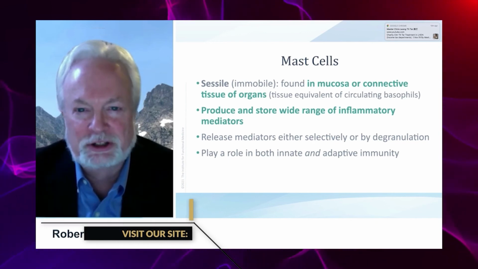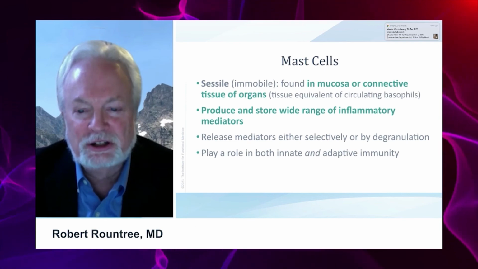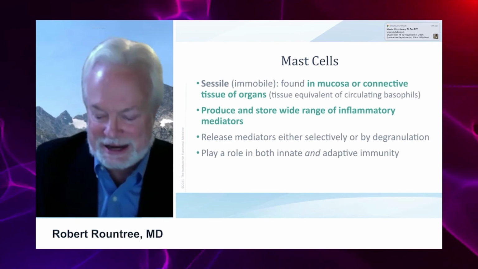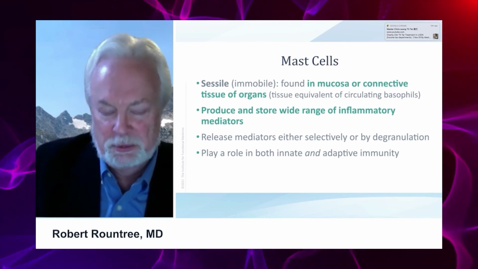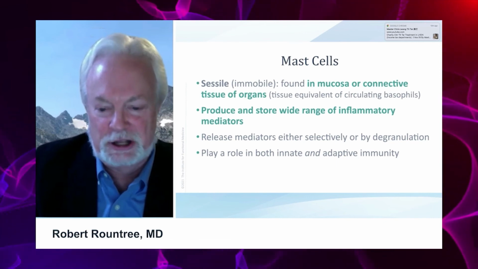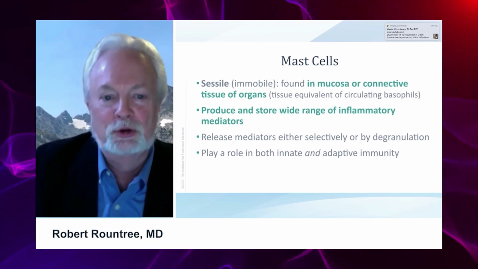The mast cells really do sit on the fence between innate and adaptive immune cells. They are innate immune cells, but then they can acquire receptors made from IgE, which are clearly part of the adaptive immune system.